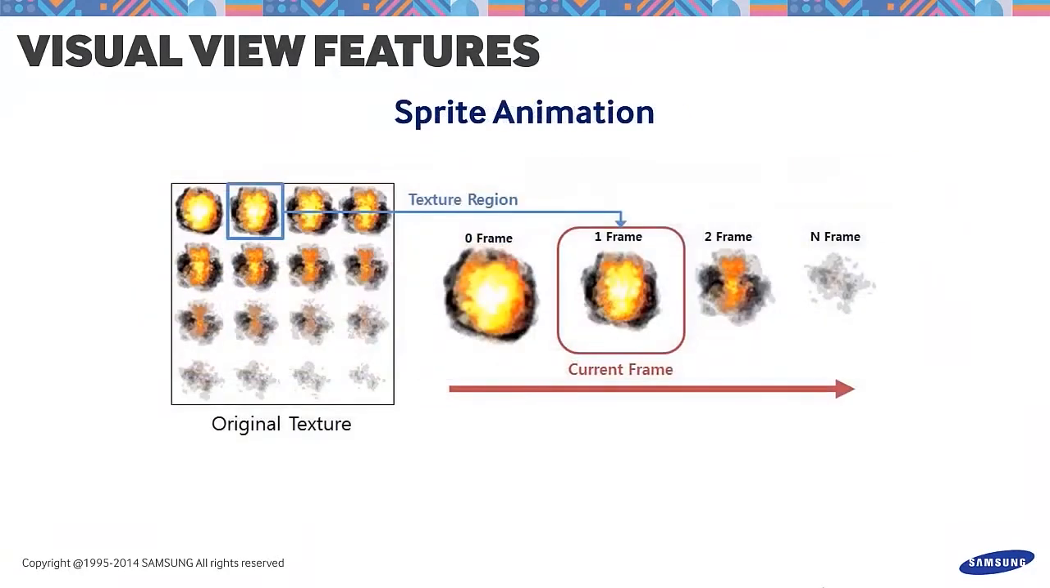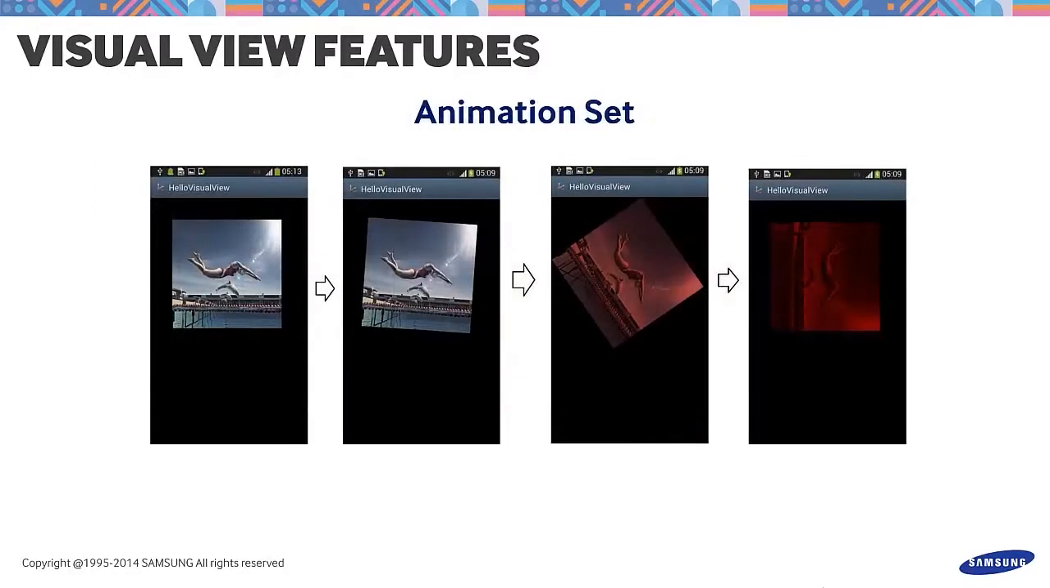Visual View also provides sprite animation, wherein you can use a library of sprite images and texture atlas to get the animation going. And lastly, Animation Set lets you have a container for a group of different animations to run simultaneously.